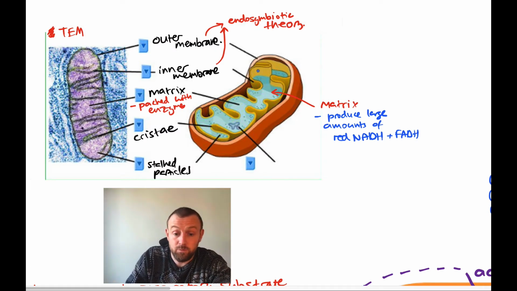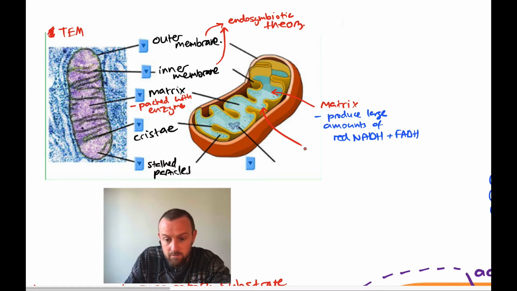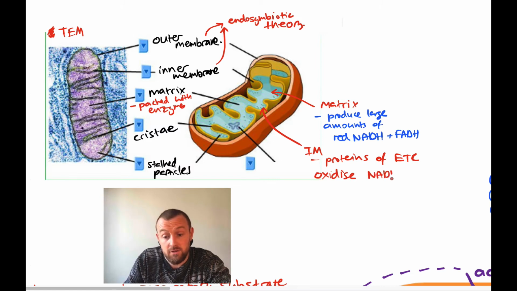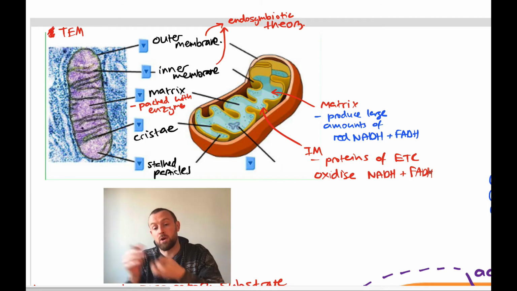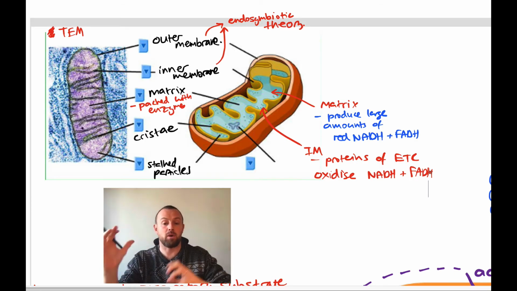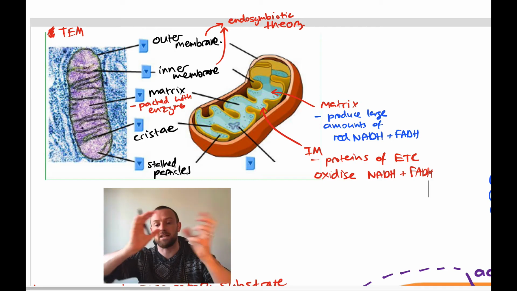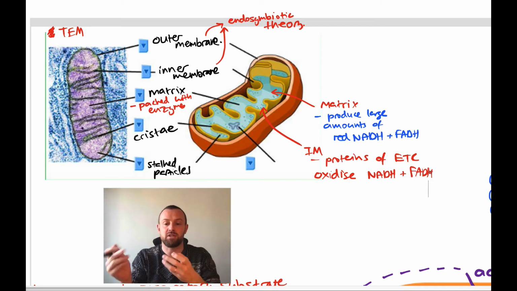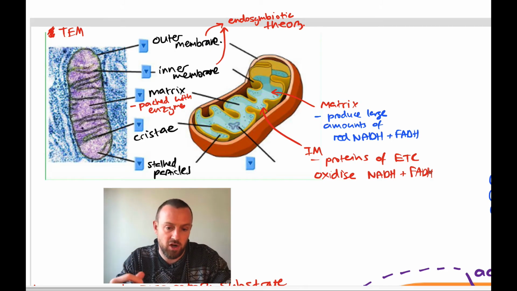So the inner membrane, I'll add some more detail over here. It's the inner membrane here where proteins of the electron transport chain oxidize the NADH and the FADH. Okay, so it's made in the matrix and immediately broken down again or oxidized on the membrane. So those things can happen very easily. There's no great distance that the reduced NAD has to travel. So that's a benefit of the structure.